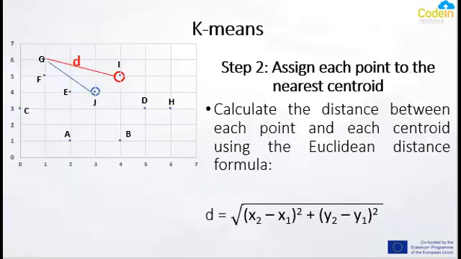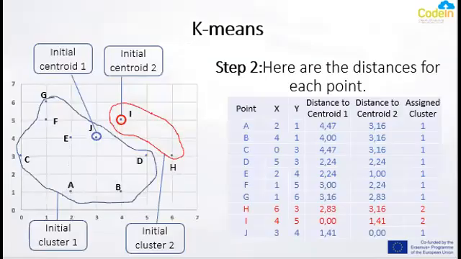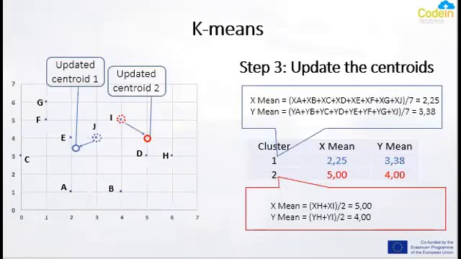Step 2, assign points to clusters. Next, we assign each point to the nearest centroid. We calculate the distance between each point and each centroid using the Euclidean distance formula. Here are the distances for each point. The points H and I are closer to centroid 1, while the other points are closer to centroid 2. So the first cluster contains points H and I, while the second cluster contains the other points.